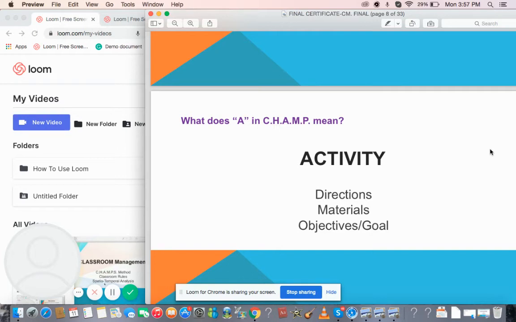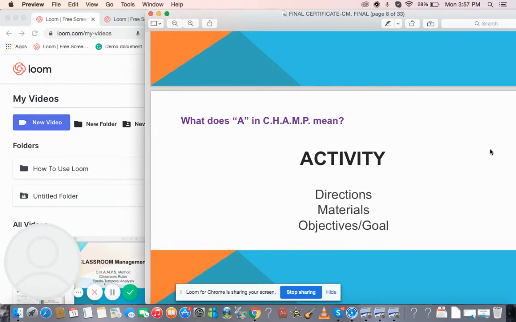So these are the things that you have to clear out. What is the objective or the goal of the activity you're doing? What are the materials involved? Do they need pencils, coloring materials, paper, and stuff like this? The direction, do they need to encircle it, to shade it? Yeah, these are the things that you have.